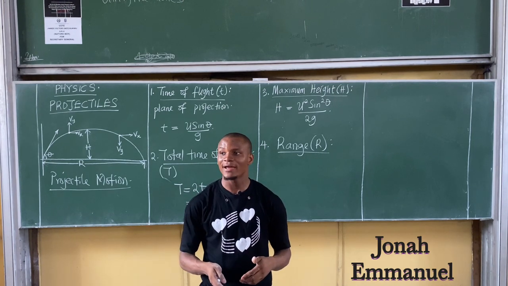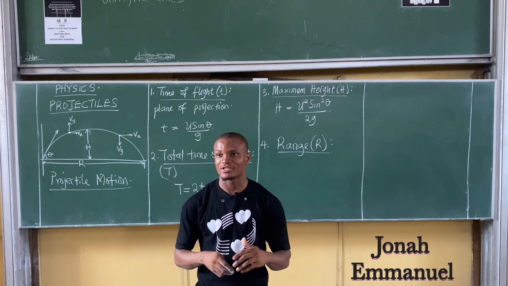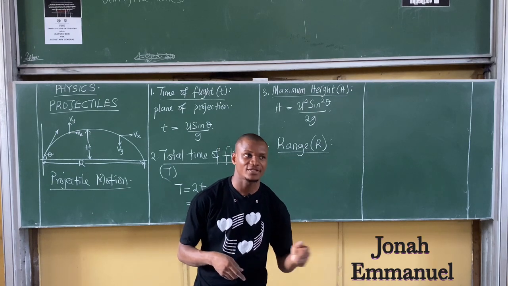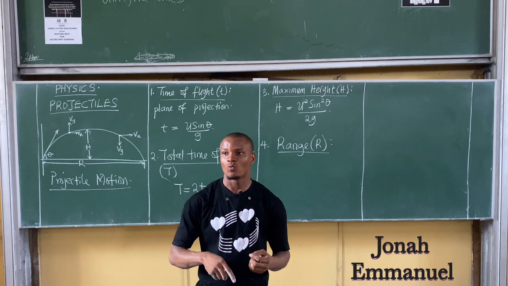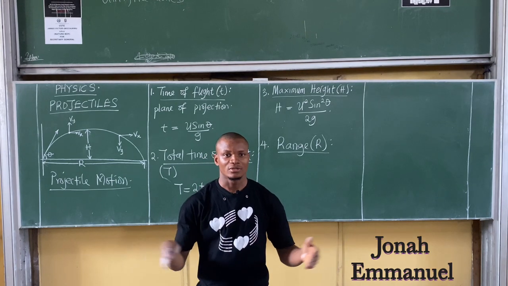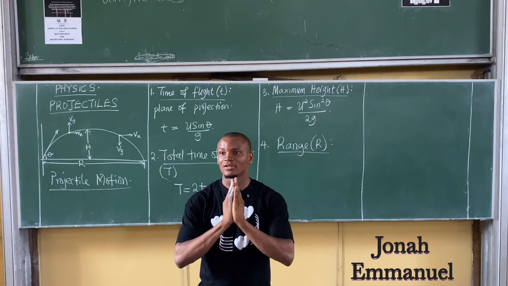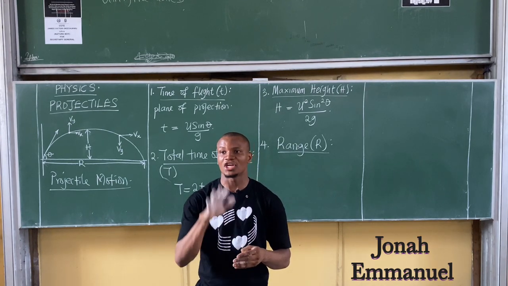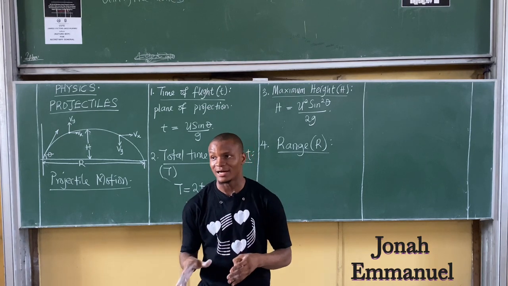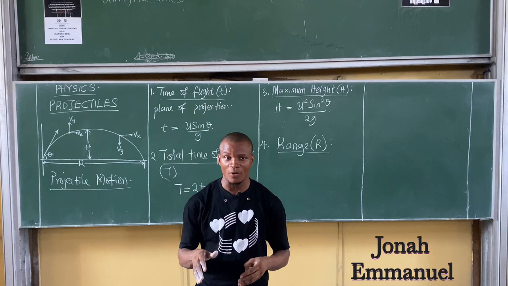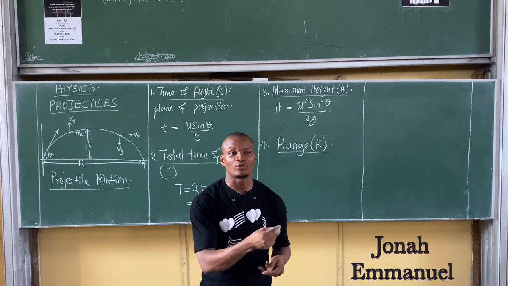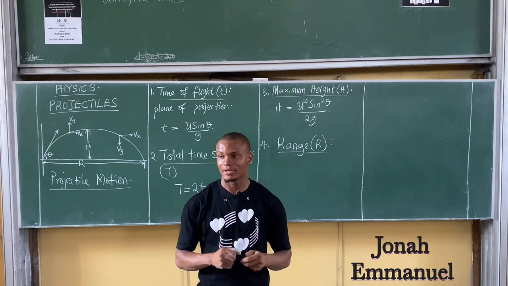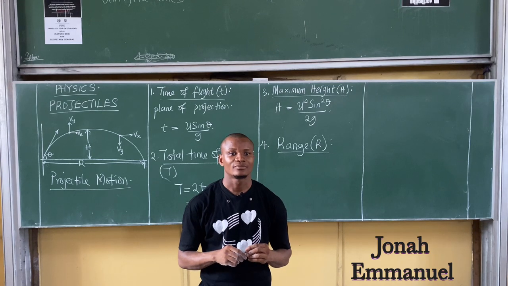You can see from when it leaves the plane of projection till when it comes back to the plane of projection. This is the total or maximum horizontal distance covered by a projectile during projectile motion from when it leaves the plane of projection till when it comes back. That's it.